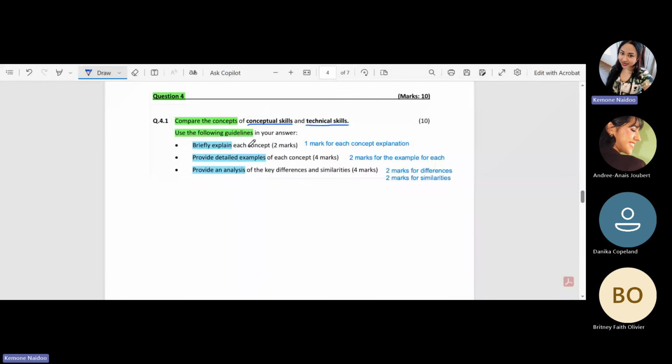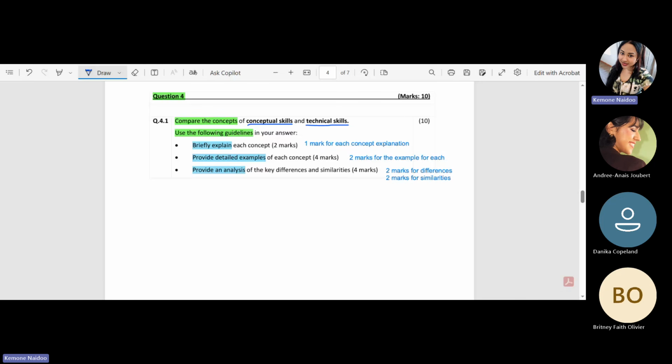Okay, so the next point says provide detailed examples of each. Do you see how your example here is now going to carry more marks? So it has to be a very in-depth original example. So if we go back to conceptual skills, you can talk about a CEO analyzing future market trends and developing a 5-year strategy for business growth. Okay, so that will show you how conceptual skills can be used, especially at top level management.